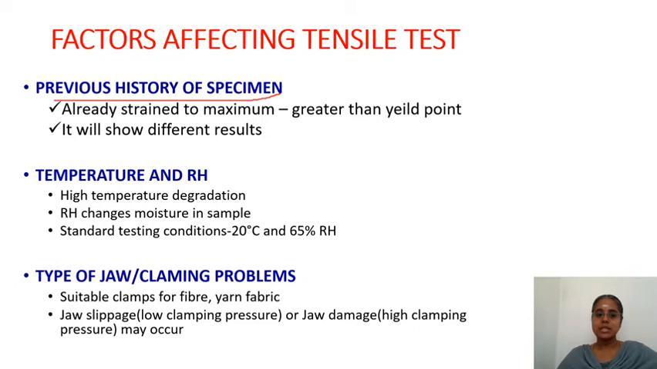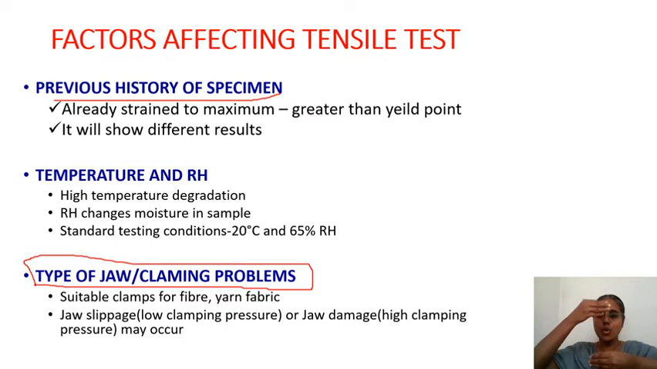So the next one is the type of jaw and clamping problems. As I said, we are going to hold the sample. So how big is the jaw? What is the size of the jaw? How much frictional contact does the fiber or material have with the jaw? And what is the area of the jaw? These things, and what the material type is, all influence your holding, which influences your tensile test readings.